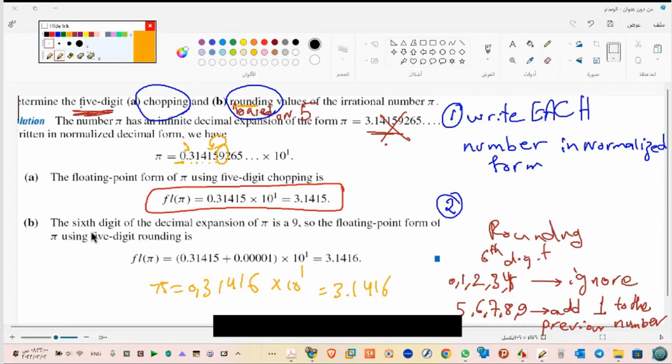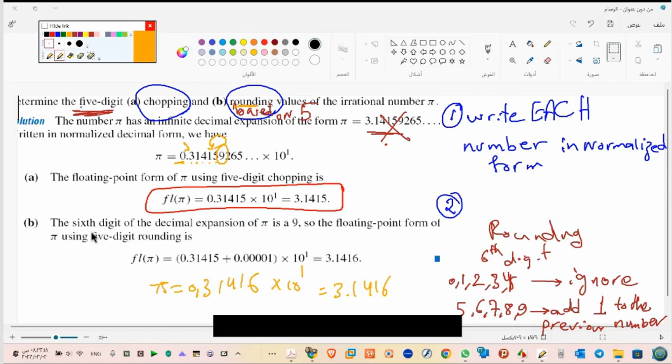Okay, for example, chopping, that means I need 5 digits. I will go to the normalized decimal form, count 5, cut, finished. For rounding, it's not like this.